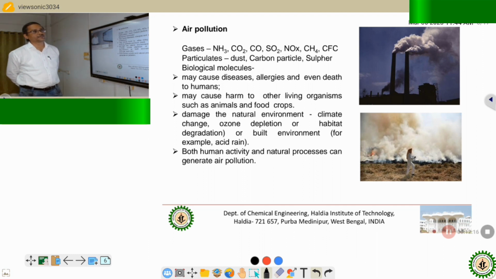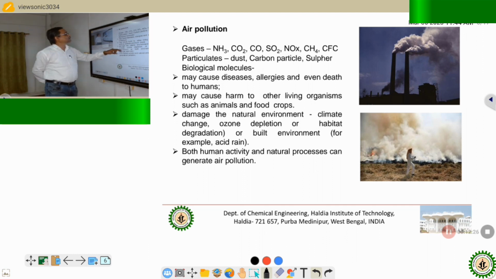Mostly the leaves have sulfur or dust particles deposited on them, and these may hamper the photosynthesis process. So that damages the natural environment. There may be climate change. Nowadays we are talking about climate change.